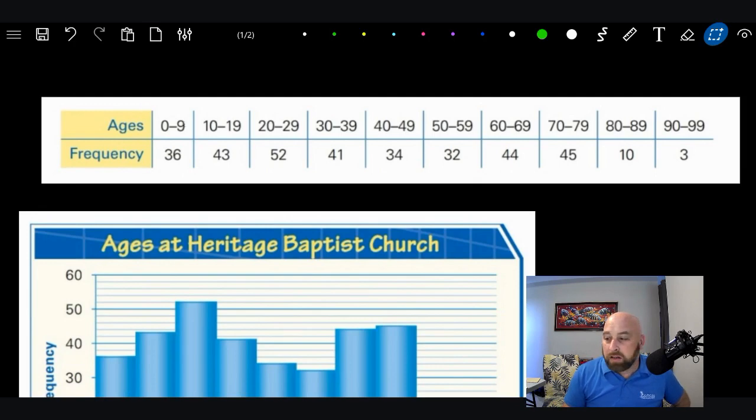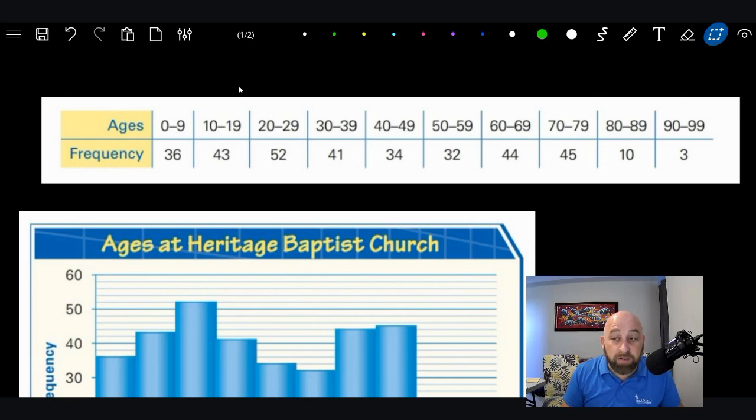These are ages of people in this church. It's in your book. It says Heritage Baptist Church, okay? So here's the people and here's their ages. If you are 0 to 9, so you're in the kiddie class, there are 36 kiddies in their church. Between 10 and 19, kind of the teenage years, there's 43 of those people. 20 to 29, that's me.